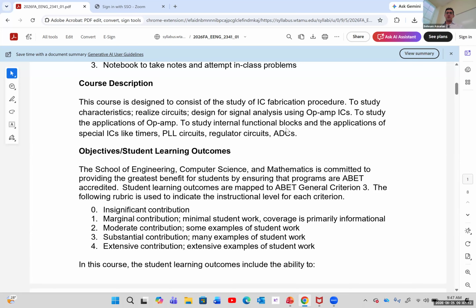We would also go through analog to digital converters and digital to analog converters, a little bit about that. And also active filters, active low-pass filters, high-pass filters, band-pass filters, oscillators, and timers like the 555 timer IC. So it will be a general study of integrated circuits.